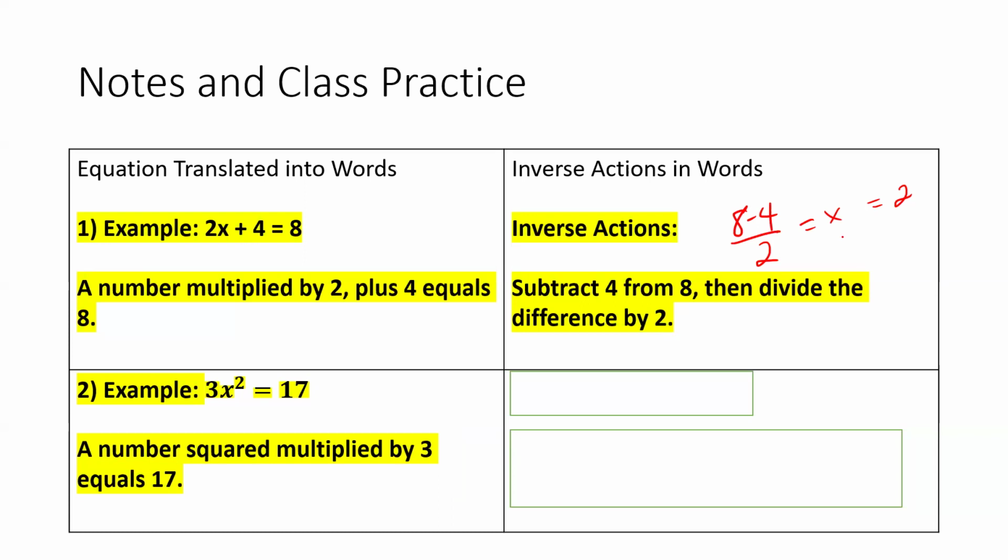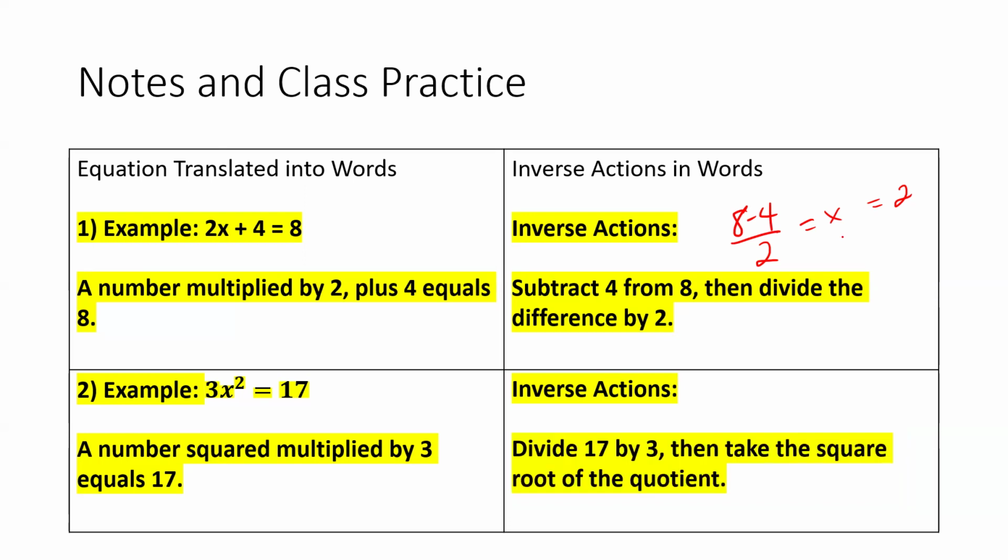Okay. What are going to be my inverse actions? Not yet. Remember, you start from the bottom of the sentence. You read the sentence backwards. 17 divided by what? 17 divided by 3. And then what am I going to do next? What's the opposite of square? Square root. So we have to write that. So divide 17 by 3. Then take the square root of the quotient.